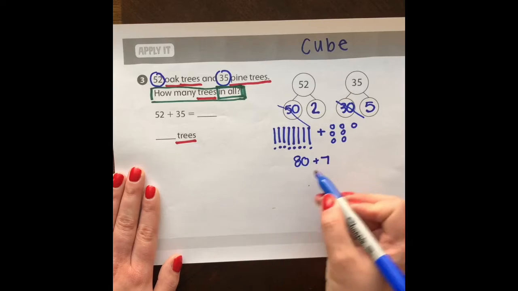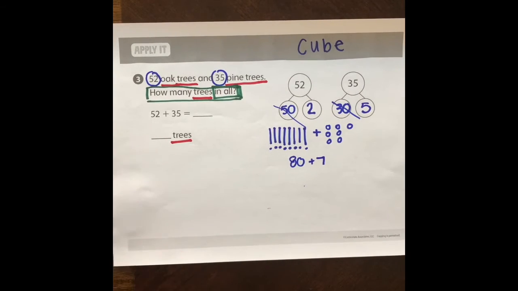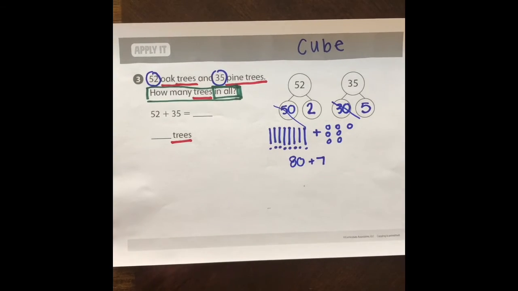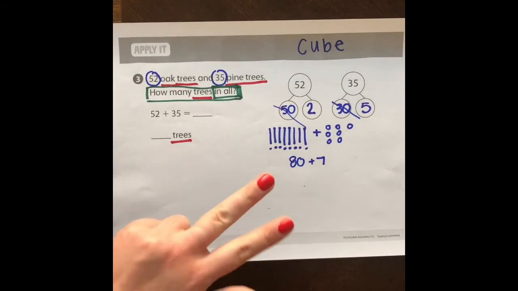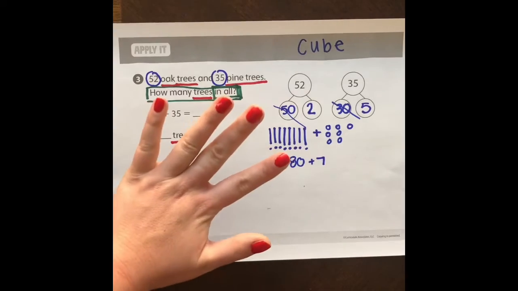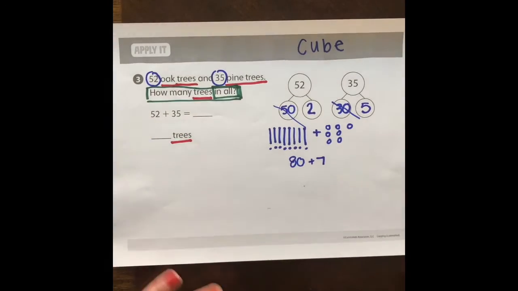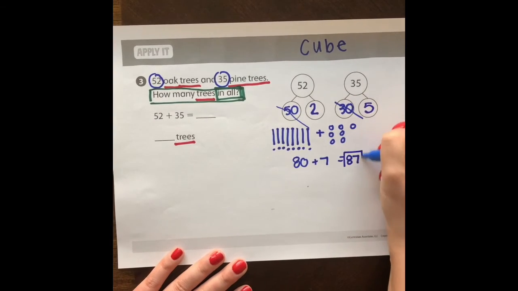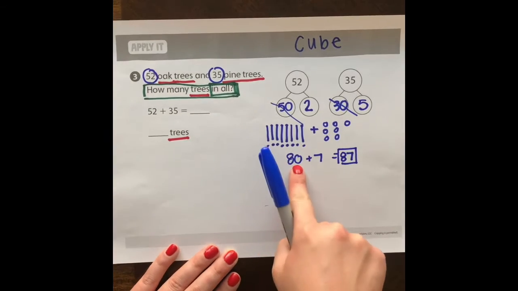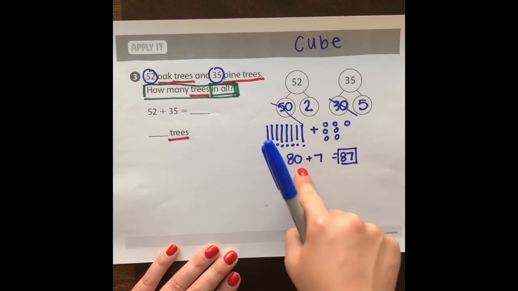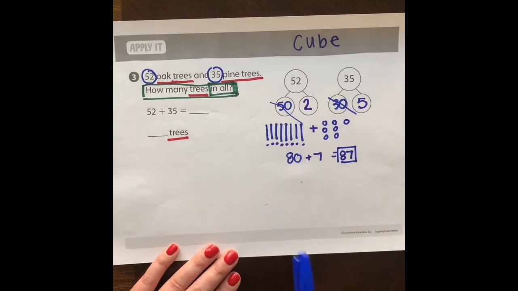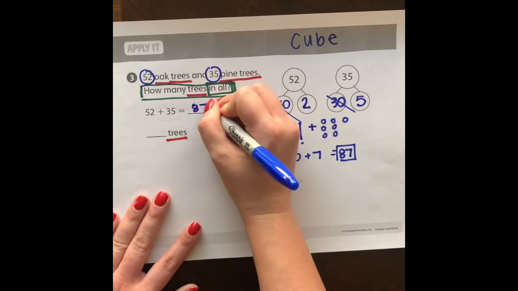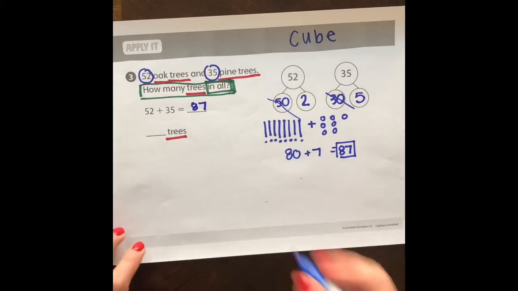So now all we have to do is add 80 plus 7. And we can just count up 7. We're starting at 80, 81, 82, 83, 84, 85, 86, 87. You said 87. You are correct. We know it's 87 because 80 has 0 1s in the 1s place. So we can just move the 7 right on over. So 52 plus 35 equals 87.